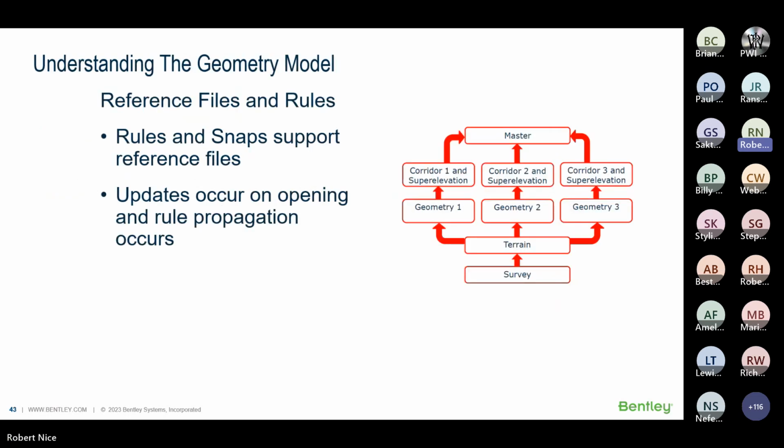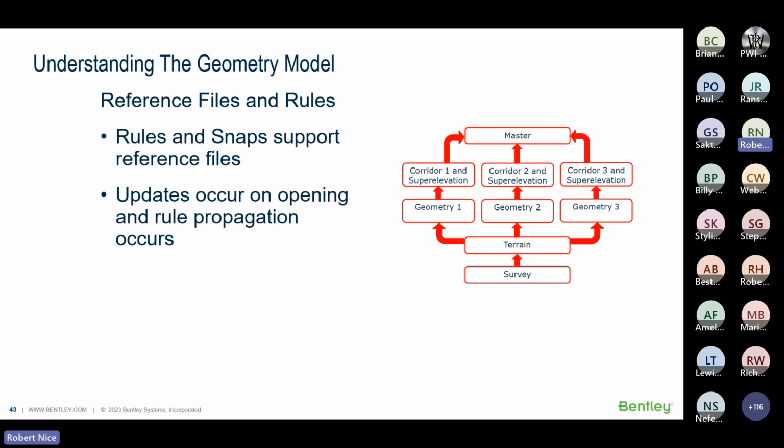One of the biggest changes, again, is that we don't have the ALG, as I said. We have terrain models which live in the design file, but the geometry and the corridors are all referenced, or can be referenced. You can have everything in one file if you wish to, but it's not a good way. So the rules and all this design intent work across reference files.